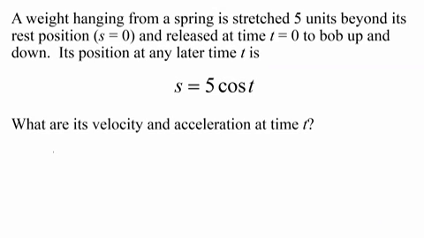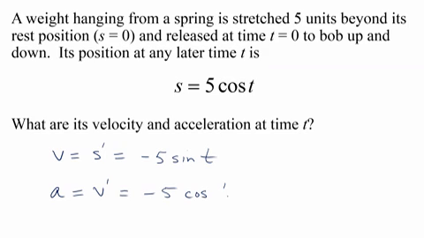Recall that velocity, v, is the derivative of s. So the derivative of s, the derivative of 5 cosine t, would be negative 5 sine t. Recall that acceleration, a, is the derivative of velocity. So the derivative of negative 5 sine t would be negative 5 cosine t. So the velocity at time t is negative 5 sine t. The acceleration at time t is negative 5 cosine t.